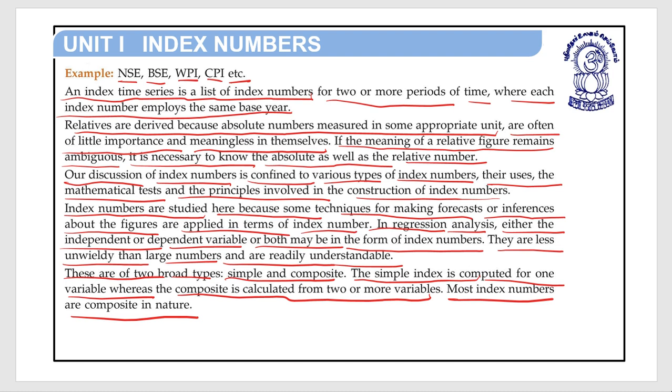A simple index is computed for one variable, whereas a composite index is calculated from two or more variables. Most index numbers are composite in nature.